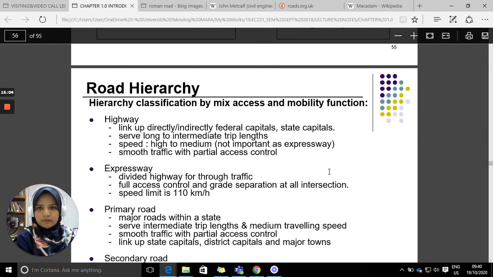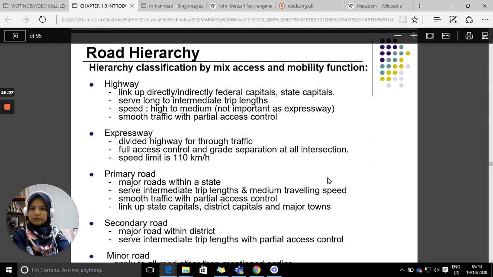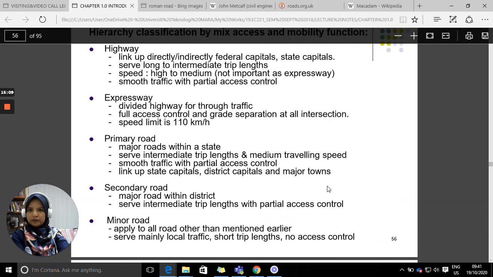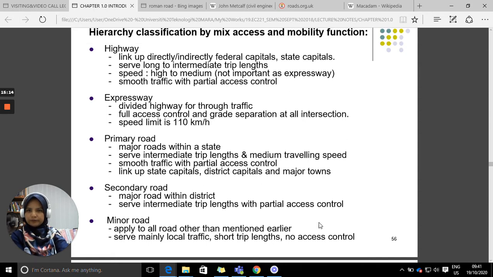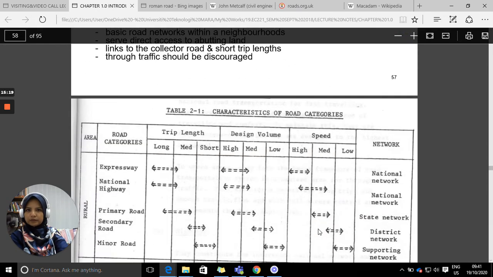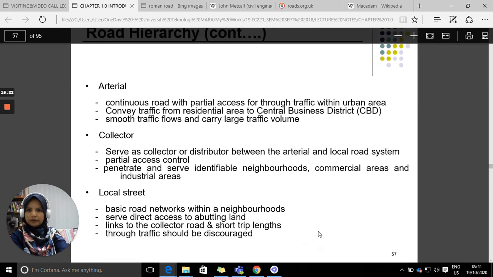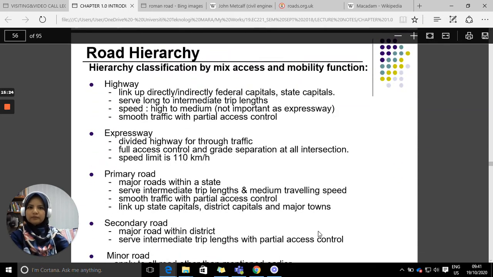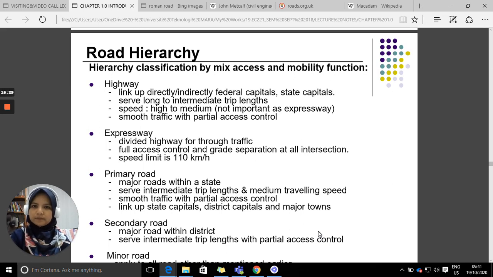Okay. Road hierarchy. Alright, look at this road hierarchy. We have five road hierarchy. Actually eight altogether. Eight road hierarchy. Alright. We'll start with the first one, which is the highway. Now, when you look into the highway and expressway, right?